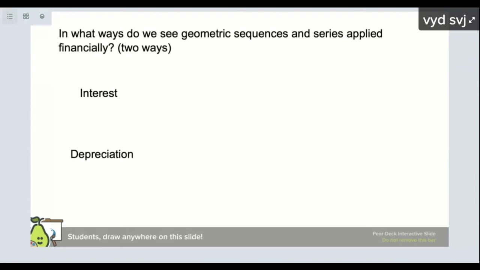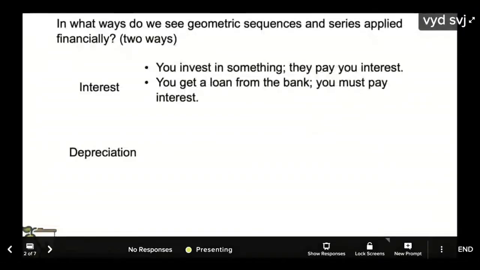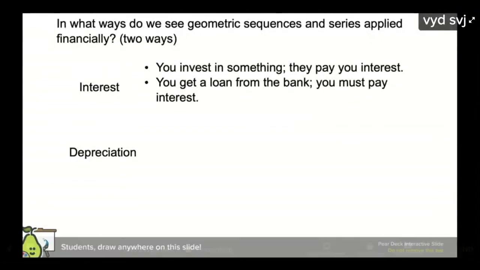This is what we're talking about today, interest rates and money, because we're using geometric sequences applied financially. What does that mean? We're talking about right here, that one thing everybody loves. Everyone loves that. So interest, you're investing in something, pay interest. For example, take money, put in your savings account.